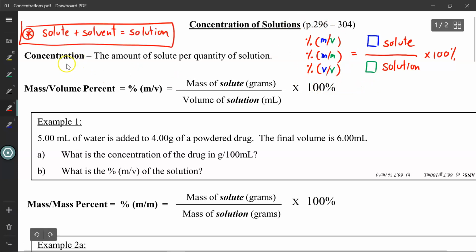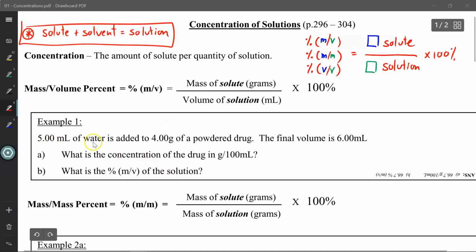Now, it's very important that you remember the solute and the solvent together make up the solution. They all begin with the same three letters, so that can be a little confusing for some students, but make sure you know the difference between all three, because this will become very important when it comes to interpreting these questions. So let's try the first one.